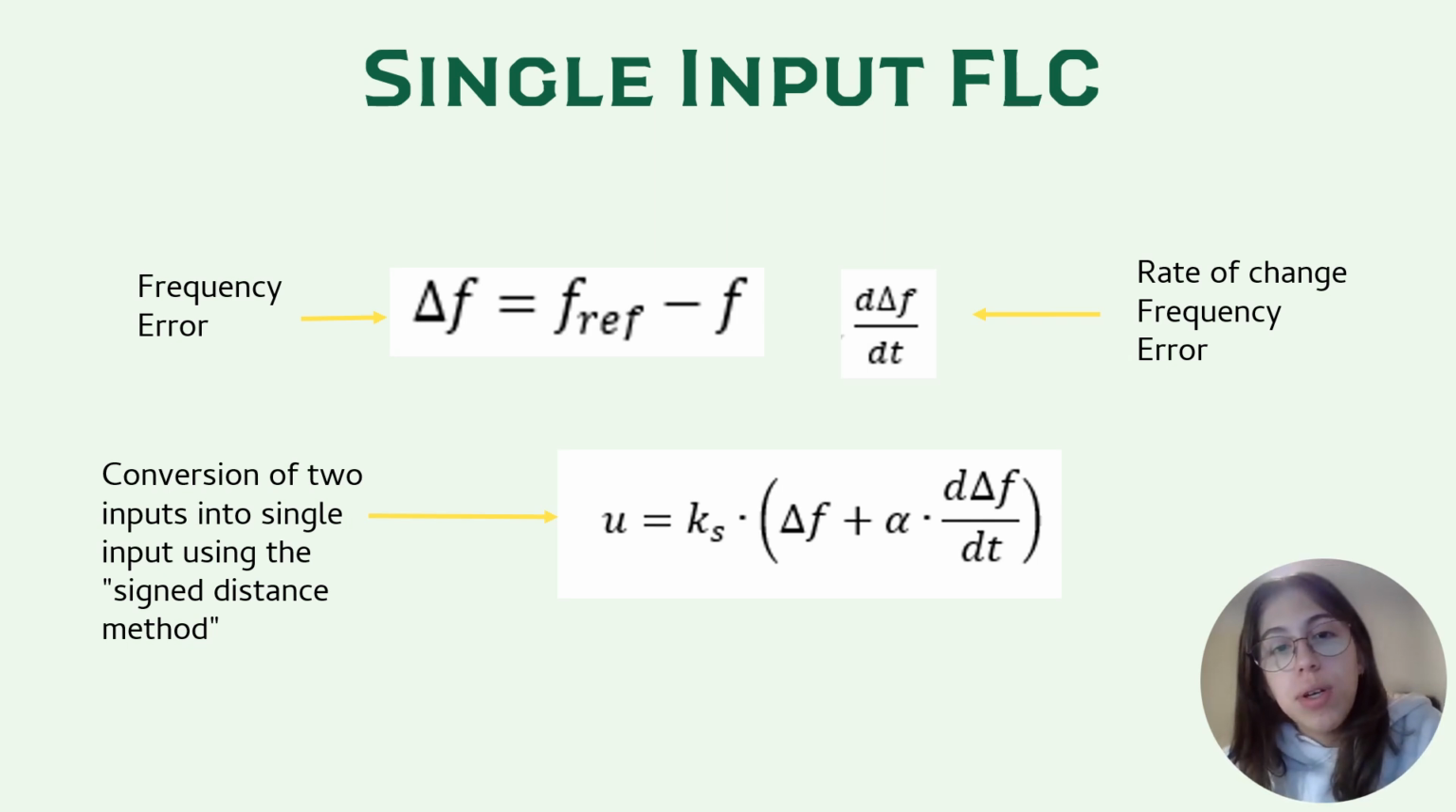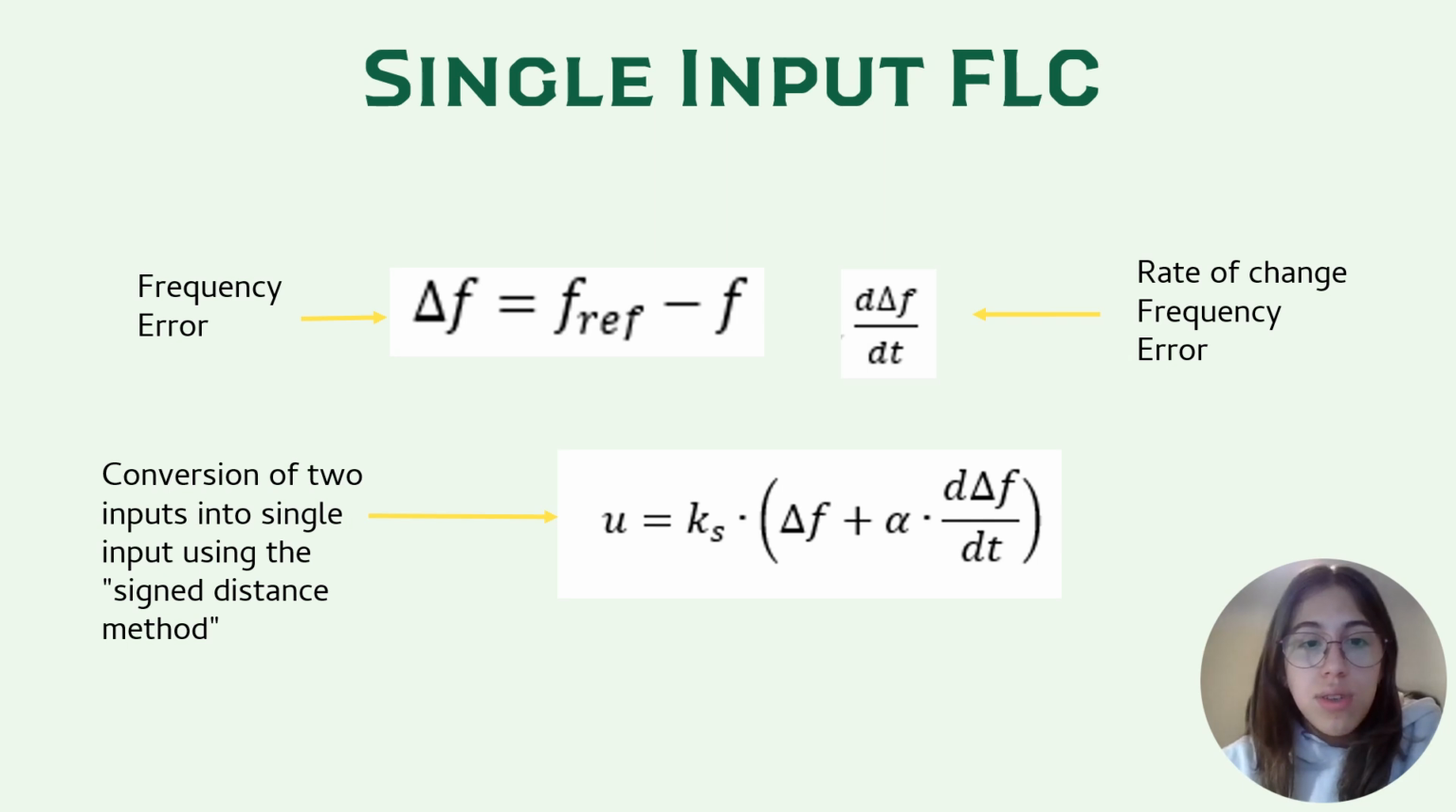But the single input part of it is what simplifies this by converting these two inputs into a single input using a method called the sign distance method. And so our final result of the single input that we need is U equals the scaling factor, which is Ks, times, with alpha also being the weighting parameter.